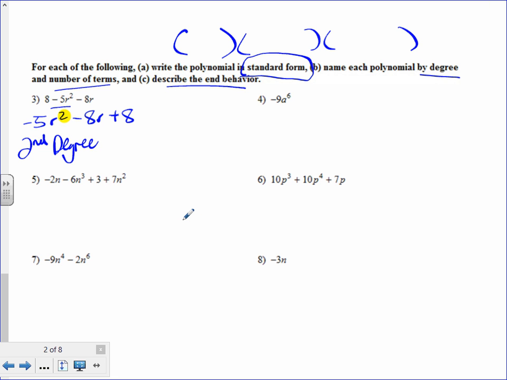And Talia, how would you name this by the number of terms it has? No, it has more than one term. 1, 2. One, two, three.